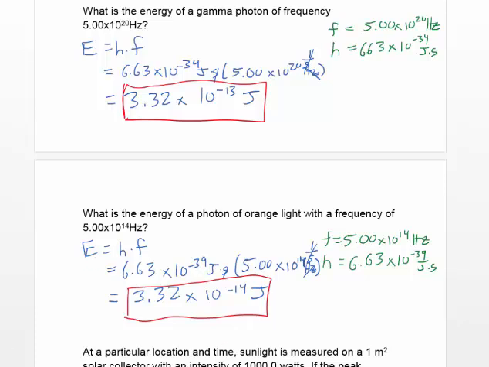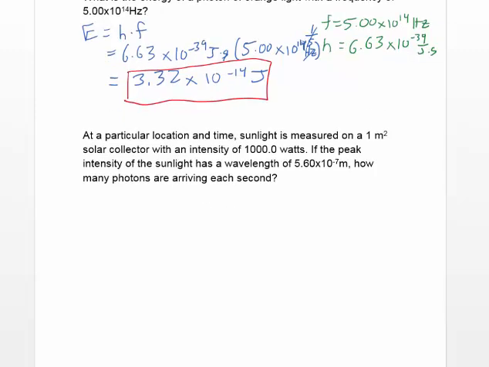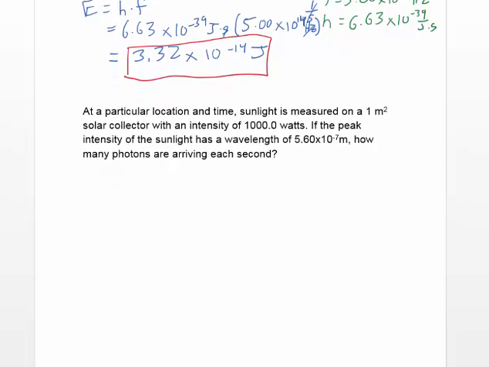Now, something a little different for our last problem. What our last problem says is that at a particular location in time, sunlight is measured on a 1 square meter solar collector with an intensity of 1,000 watts. If the peak intensity of the sunlight has a wavelength of 5.6 times 10 to the negative 7th meters, how many photons are arriving each second? So a little bit tougher here.